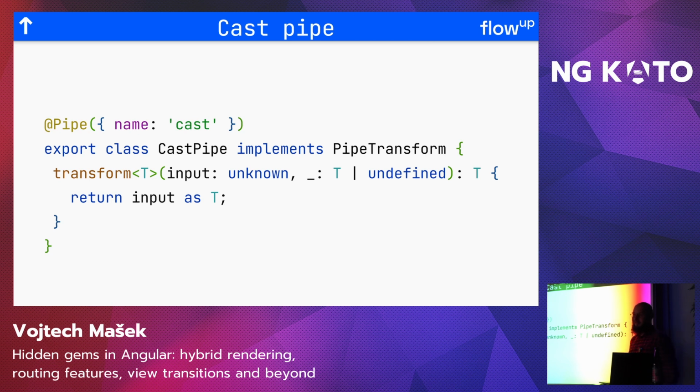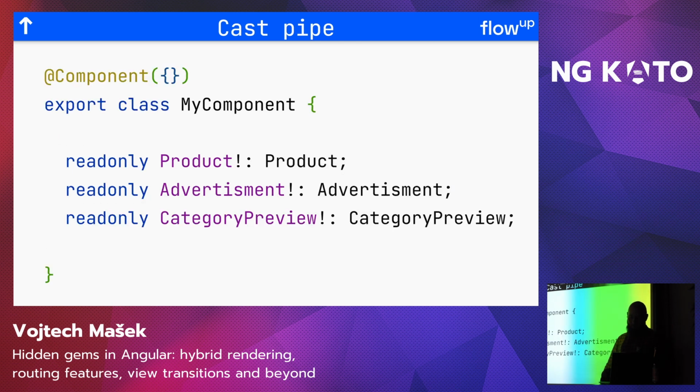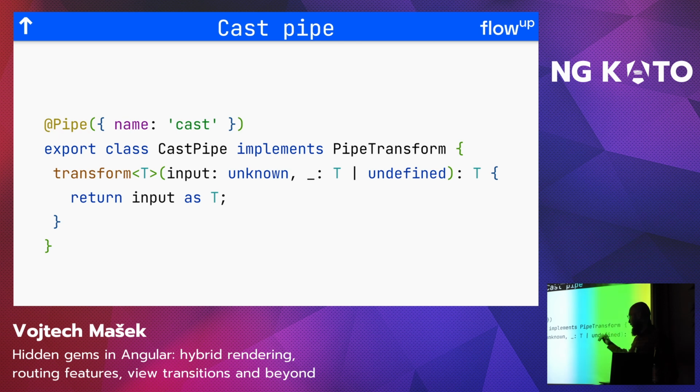Okay, another one. If you ever wondered if it's possible in a template to cast a type because you want a type safe template for obvious reasons, and you are not sure how to do it, you can actually do it with this kind of pipe. You can just create a pipe that's all boilerplate, and only important thing is this T or undefined, where you return something as T, and suddenly if you pass correct parameters to this pipe, it will actually become type safe.